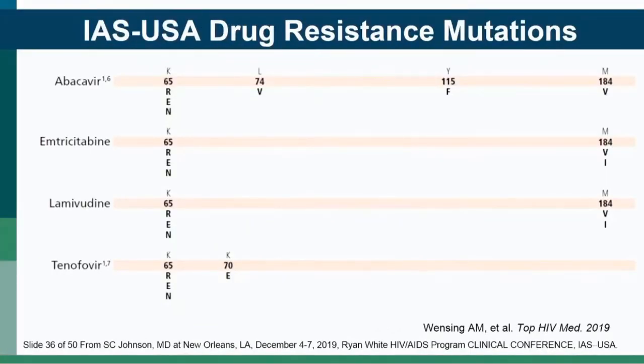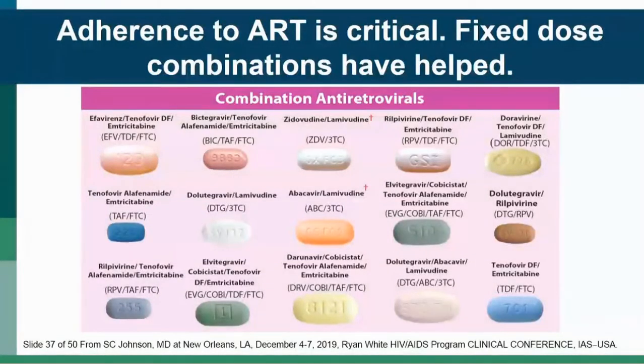The IAS-USA, which is one of the organizers of this conference, is really the source for drug-resistant mutation information. And so this is an example of the type of data that you can see on their website, looking at specific mutations and the resistance they confer to specific drugs. Of course, standard resistance tests that you order typically provide you with the answers in terms of whether mutations are significant or not. Now, adherence to antiretroviral therapy, of course, is critical, and fixed-dose combinations have helped.